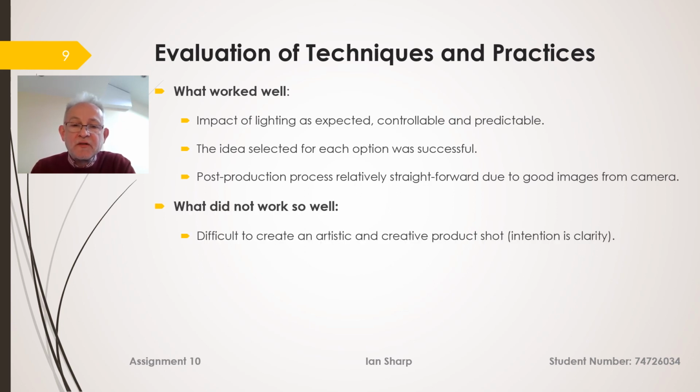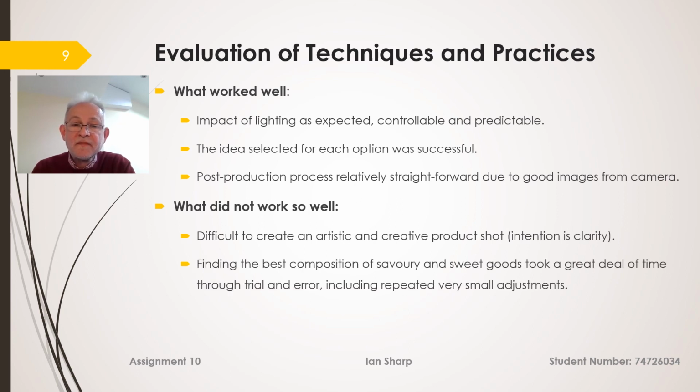What didn't work so well? So it was difficult to create an artistic and creative product shot because the intention of the product shot is clarity rather than something that can be viewed as artistic or creative. And secondly, finding the best composition in the advertising image of savoury and sweet took a great deal of time through trial and error, included repeated small adjustments of items to get exactly the effect I'm looking for.